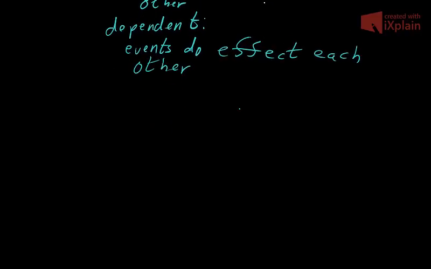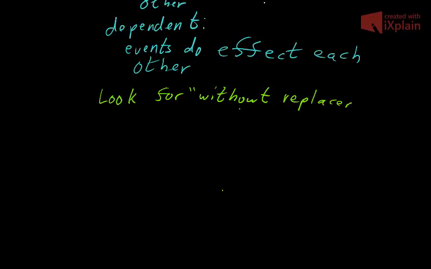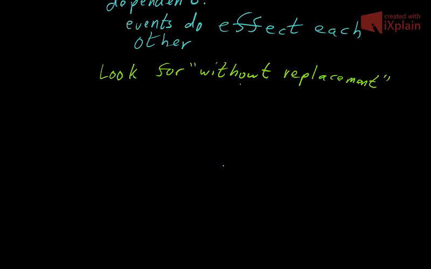And a keyword for dependent events, what to look for, is without replacement. That's going to give us a little bit of a clue that what we're doing is a dependent event, and I'll show you an example of that.